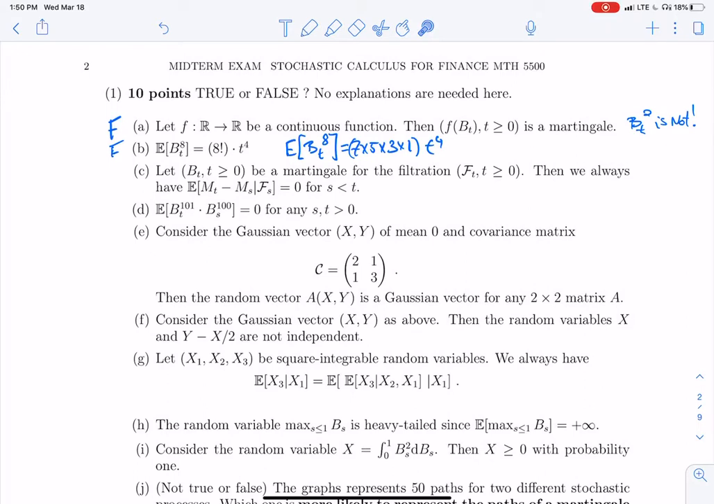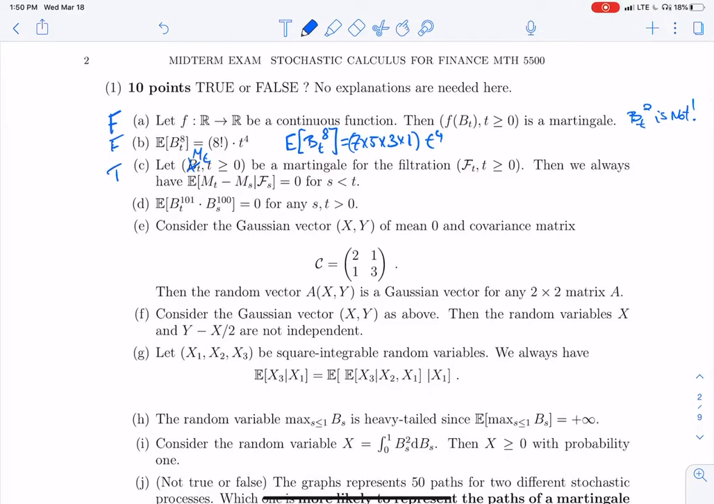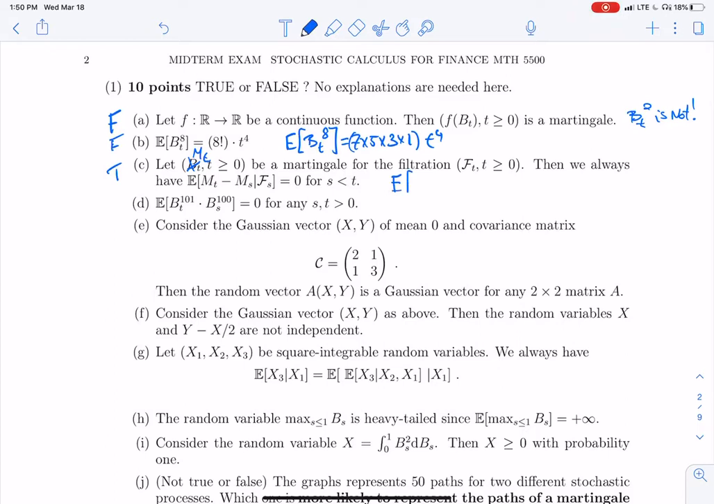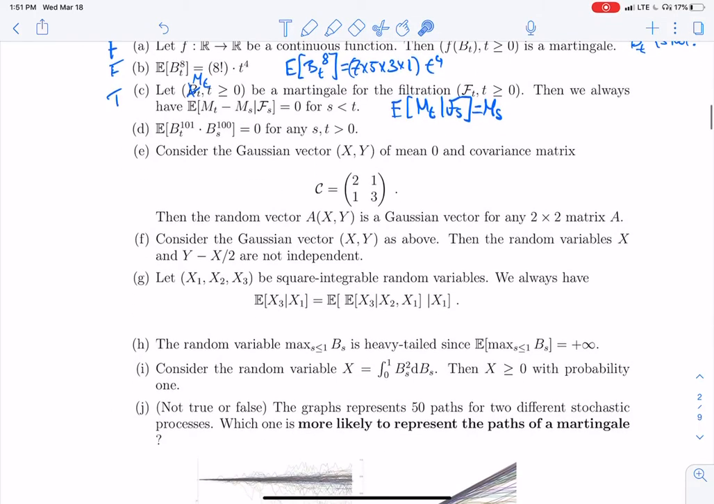So we get t to the 4 because the variance is t, just by normalizing. Okay, now C, if Mt is a martingale, then we always have that the conditional expectation of Mt minus Ms given Fs is 0, and this is true because this is just the martingale property that Mt given Fs is equal to Ms in disguise, because I just put Ms back in the expectation. I can do that because Ms is Fs measurable.